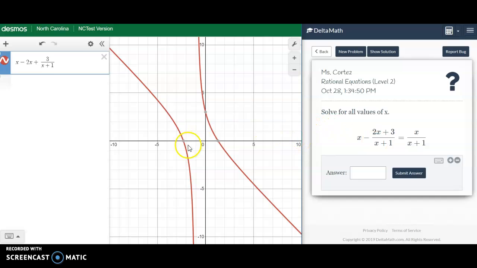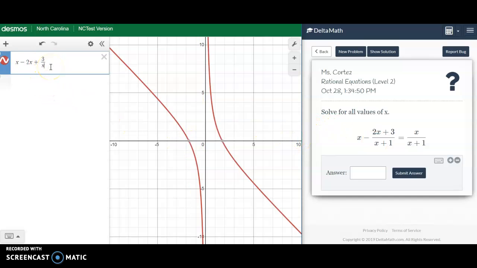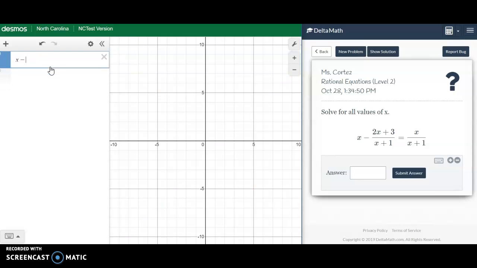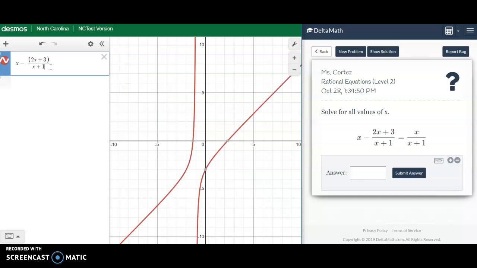But if you noticed, the 2x did not stay in the numerator. So just make sure that when you're trying to keep something in the numerator, you open parentheses, 2x plus 3, close parentheses, divide by x plus 1. Notice that putting the parentheses around the 2x plus 3 allowed me to keep it in the numerator. So that's the first function. Let's go ahead and enter the next one.